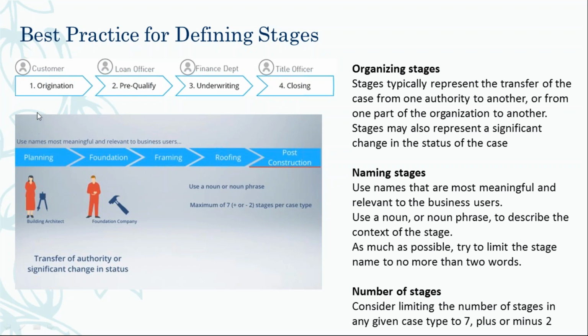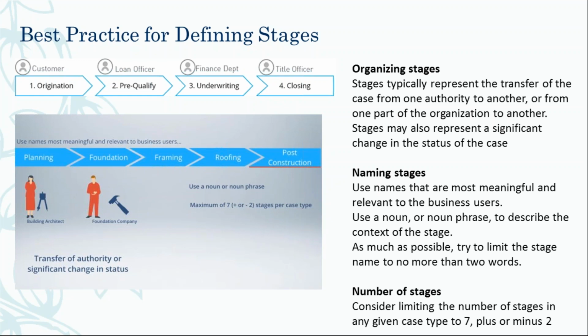Okay, and one more example, when we are going for the best practices. It says that when you are naming a stage, you should use a noun or a noun phrase. And the maximum number of stages should be 7. We call it the rule of 7 when defining the stages. It can be plus or minus 2.